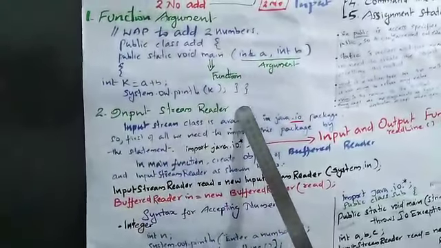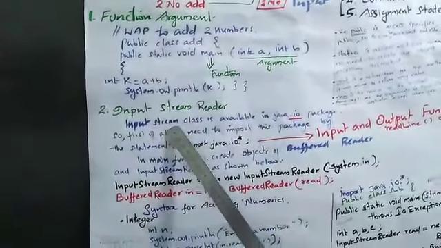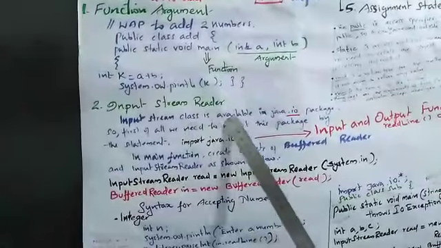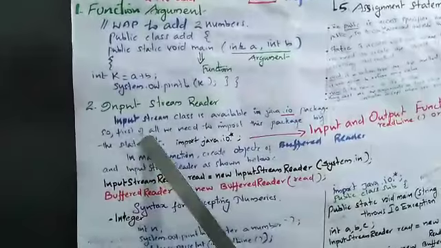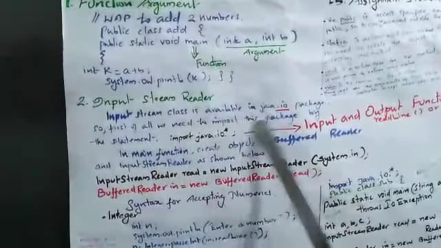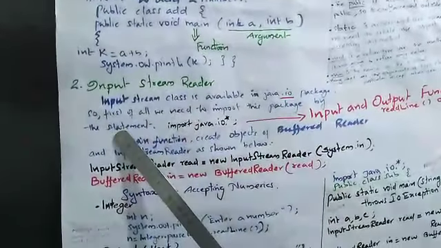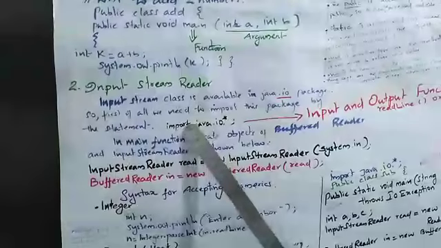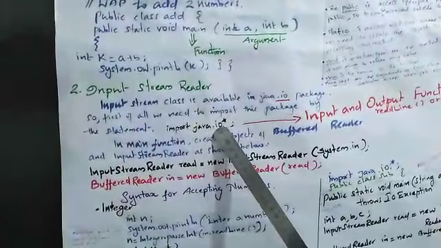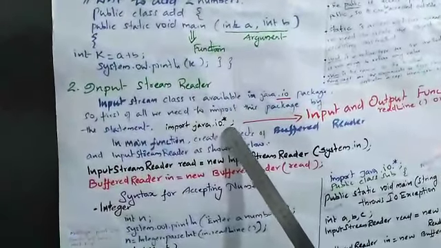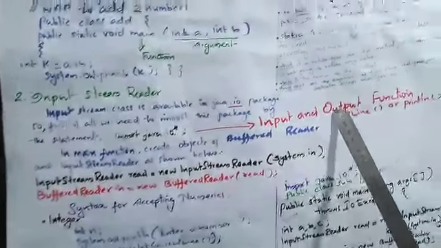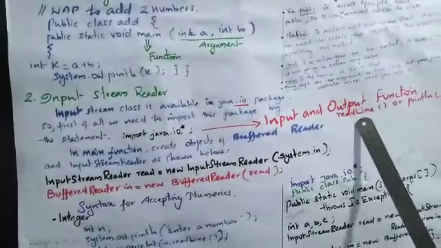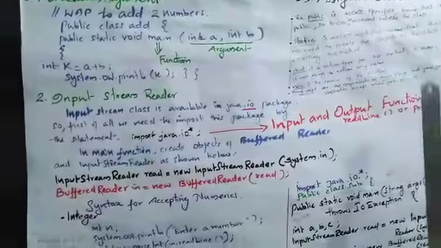Input stream reader. The input stream class is available in the java.io package. So first of all, we need to import this package by the statement import java.io.*; semicolon. And this implies what? Input output functions. That means read line or print line.